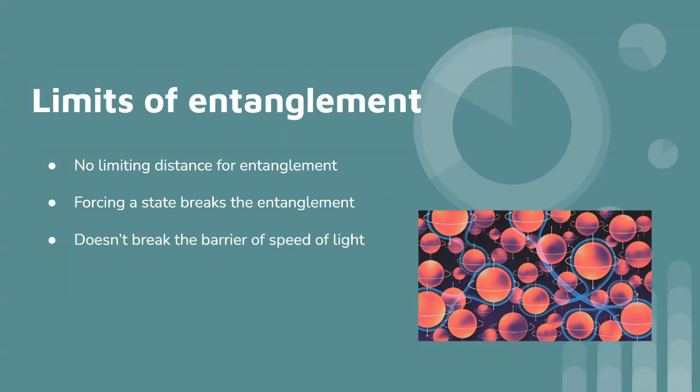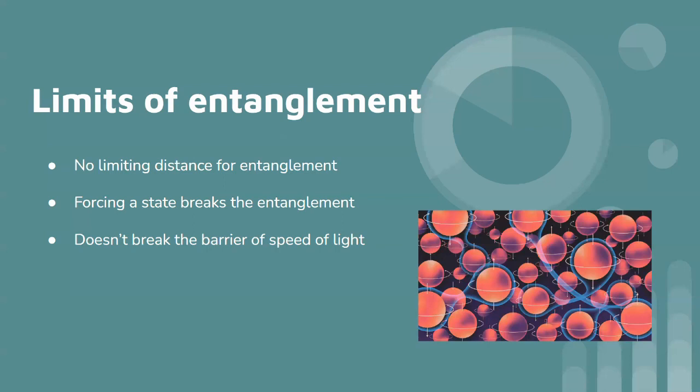There's no distance really that stops quantum entanglement from applying, right? You can be light years or even just a few feet away from each other, and you end up with quantum entanglement still working. But there is a specific way to break quantum entanglement of two particles, or multiple, and that is to force those particles to be in a certain state, right?